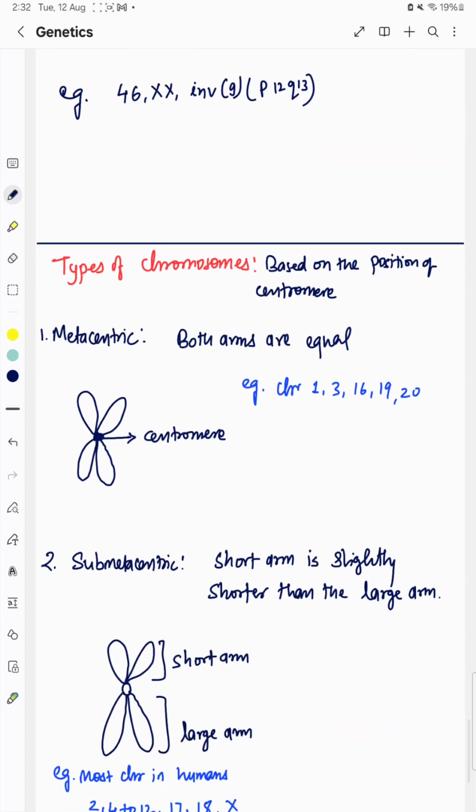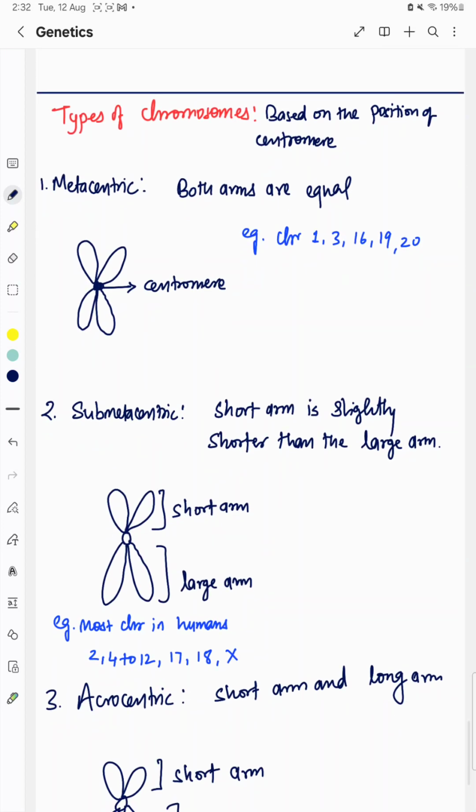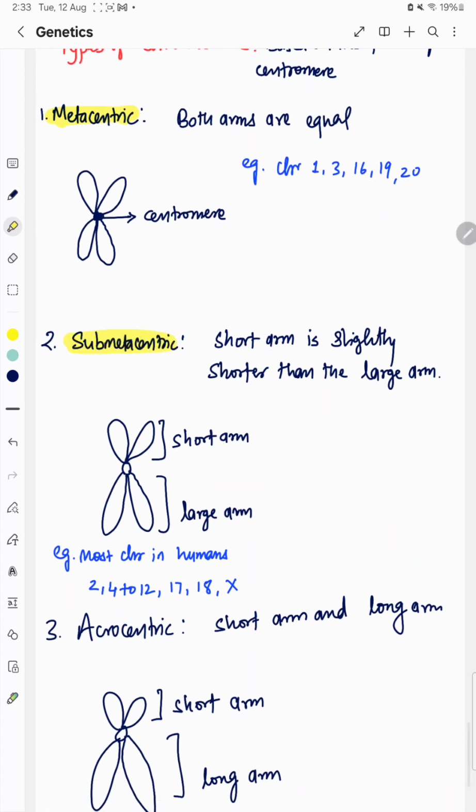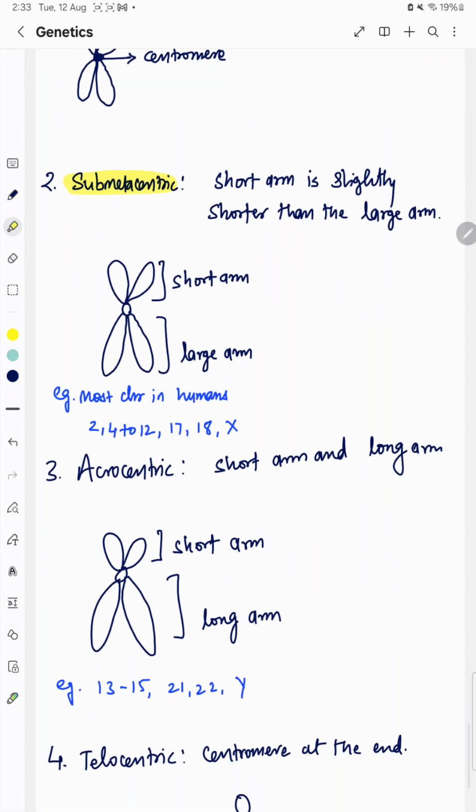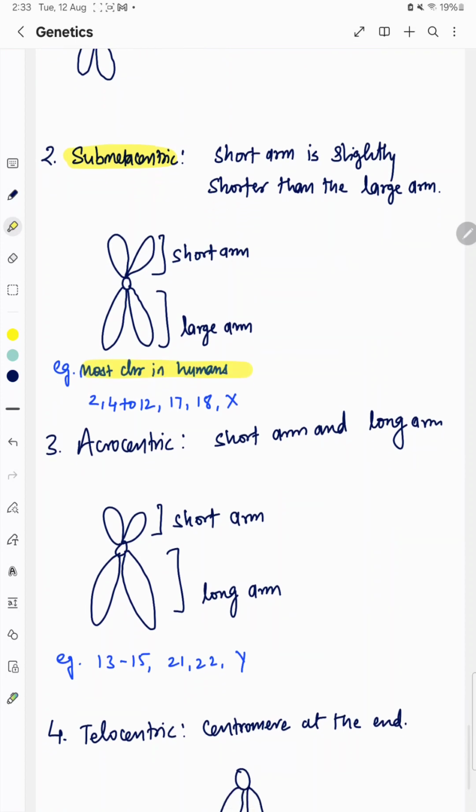Now briefly we will discuss the types of chromosomes, based on the position of the centromere. When the centromere is in the center and both arms are equal, this is known as a metacentric chromosome. In a submetacentric chromosome, the centromere is placed slightly to one side, in which the short arm is slightly shorter than the long arm. Most of the human chromosomes are submetacentric.